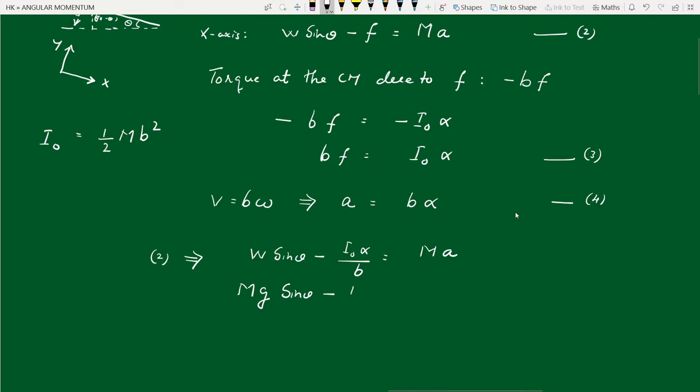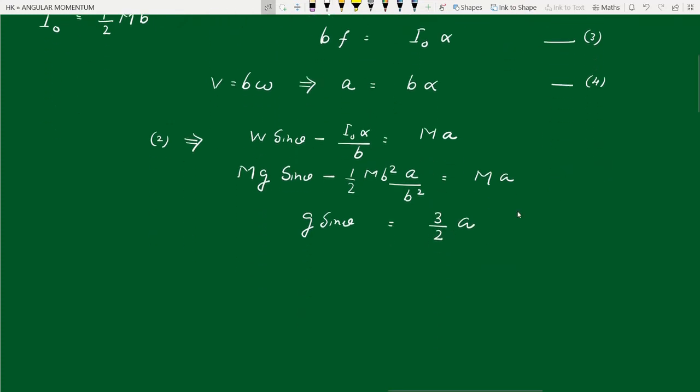So this is half m b square, and alpha is a by b, and there is one more b in the denominator, so there is a b square m a. Here b square will cancel, m will cancel throughout, so we get g sine theta is equal to this. A by 2 we can take to the right side, so a plus a by 2 is 3 by 2 a. So we have acceleration is equal to 2 by 3 g sine theta. This is the result, question 5.